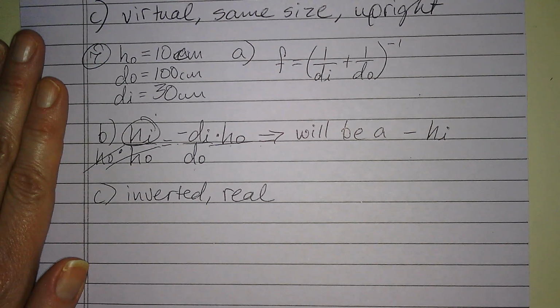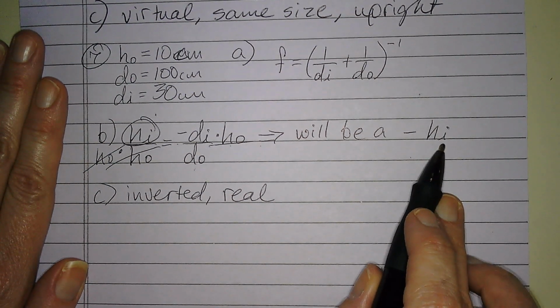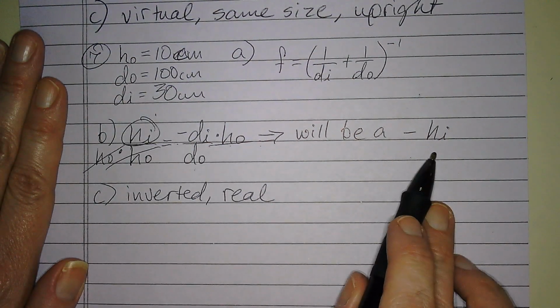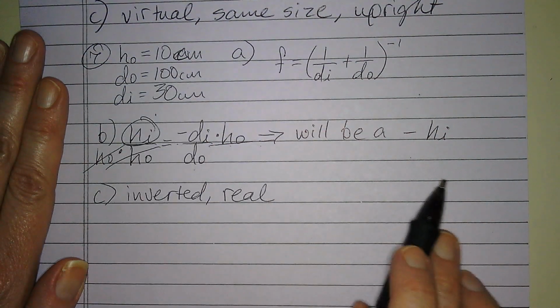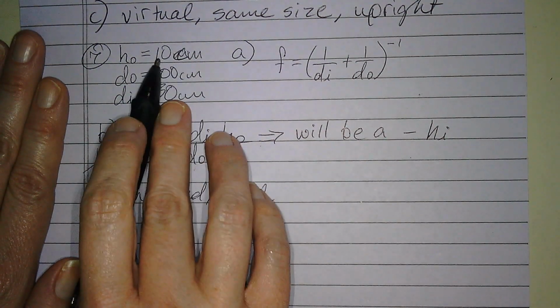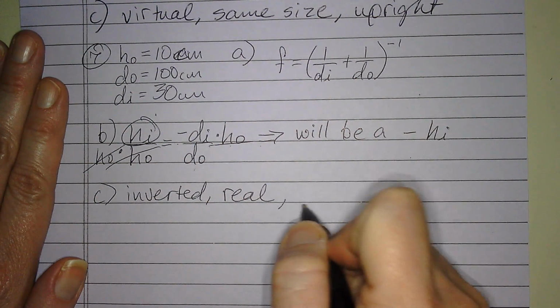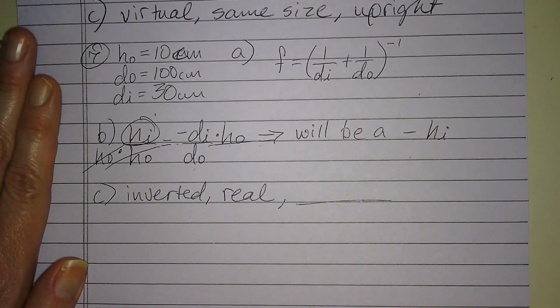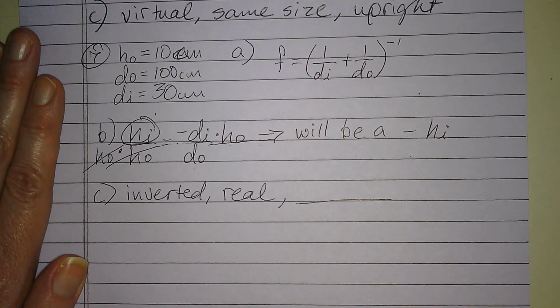And then all I have to do to figure out if it's magnified or reduced is look at the number of HI compared to HO. If your HI ends up being more than 10 centimeters, it's magnified. If your HI ends up being less than 10 centimeters, then it's reduced. So you just look at the numbers. You have to figure that out on your own. So I've set up a hard one and did an easy one for you. You should be good to finish the rest of that worksheet on your own.